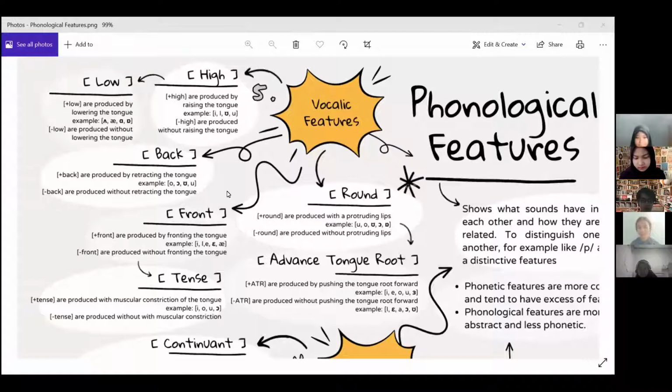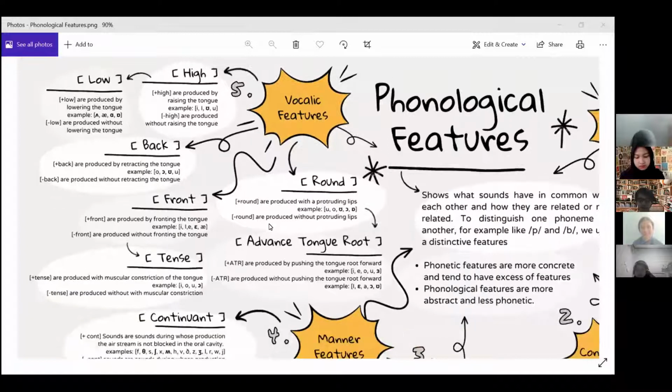And the next one is tense. Positive tense means the sounds are produced with muscular constriction. For example, E in sit. You can feel your tongue getting tense. In negative tense, the sounds are produced without the muscular constriction. And the next one is round. Positive round means the sound is produced by protruding your lips. You can feel your lips forming a circle. And then in negative round, the sounds are produced without protruding your lips.